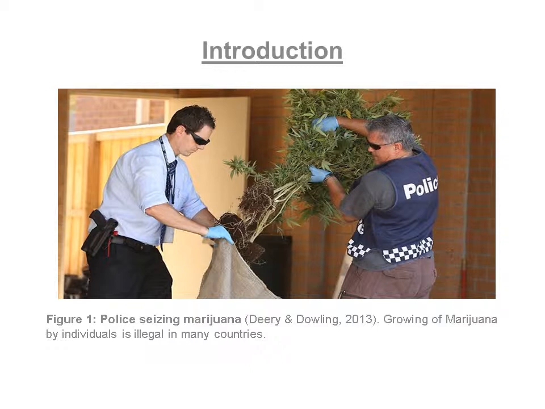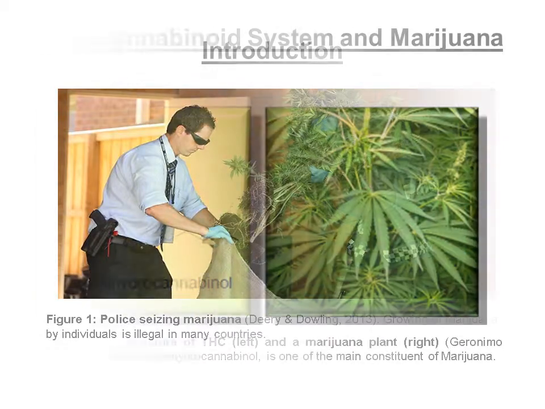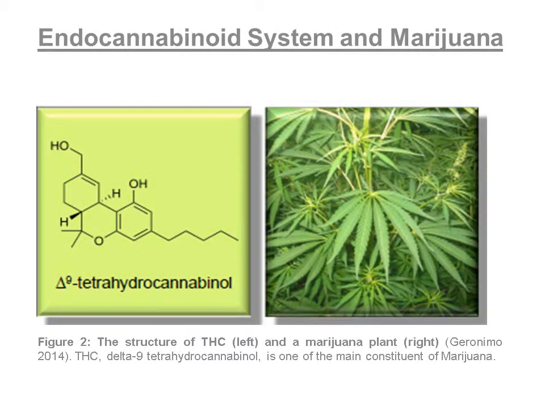Marijuana, also known as cannabis, has been used as an anesthetic in surgical operations for thousands of years. It is considered an illicit drug in Australia, but has now been proposed as an alternative relief from chronic pain. Marijuana contains delta-9 tetrahydrocannabinol (THC), cannabidiol, and cannabinol.